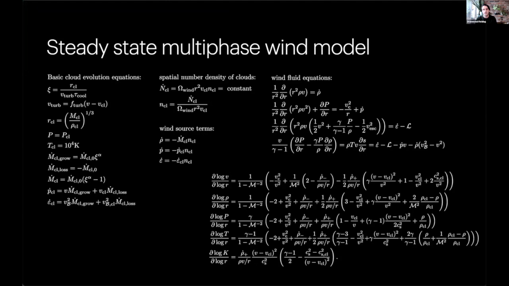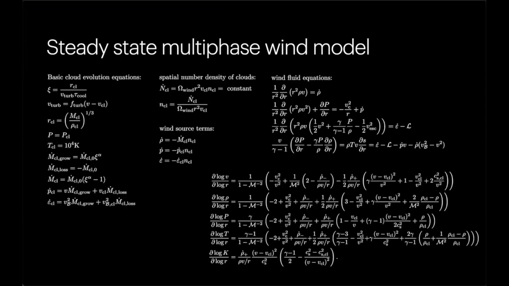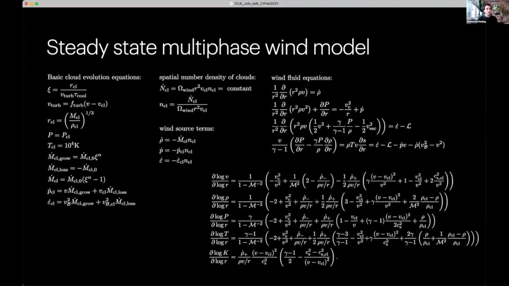It's just the mass, momentum, and energy conservation equations with source terms that describe the transfer of mass, energy, and momentum between the cold clouds and the hot winds. And that's these equations here. And with these, you can solve for the structure of the wind.